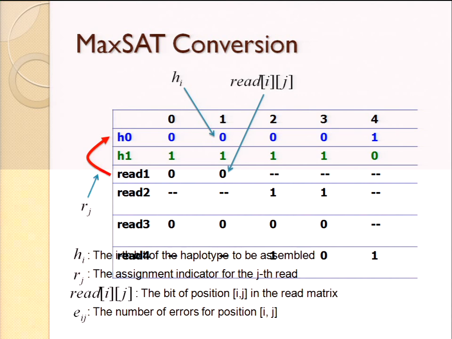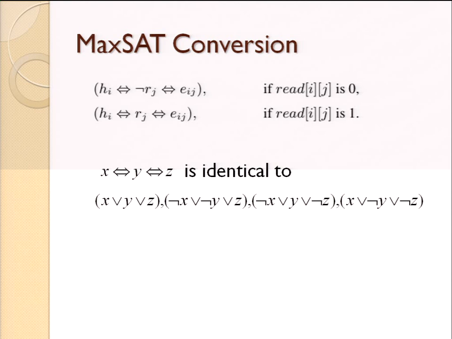Also, we define R_ij as the i-th bit of the j-th read in the read matrix. And also E_ij is the number of errors: if the value of the read matches this haplotype, there is no error. But if R_ij is zero, it means that we should not assign it to the haplotype. Instead, we assign the read to the complementary haplotype. So E_ij is zero for missing positions, where we don't care. This is an encoding, and for those familiar with Boolean logic, we have all four clauses to satisfy.